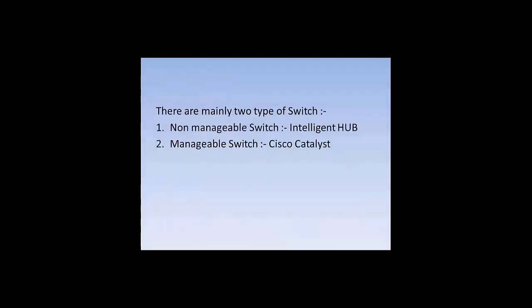So these are a few points. There are mainly two types of switch. One is the non-manageable switch, known as the intelligent hub, which means you cannot do any type of management or configuration in normal switches. The other is the manageable switch, also known as Cisco Catalyst.